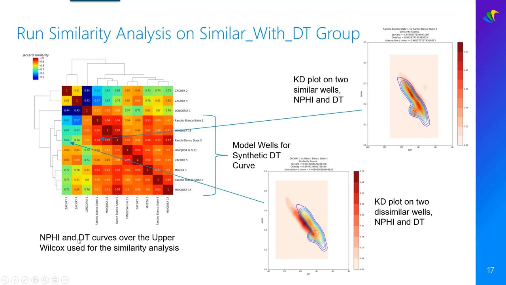Now here we only ran the neutron and DT curves because the neutron is very much like the DT in this part of the world. And this is a good way of evaluating how consistent the DT response is. And here's the kernel density plot on two similar wells, and they are really similar. And here's the plot on two dissimilar wells, one of these three that are completely dissimilar. In fact, this was run on the Zachary 2 well versus the Rancho Blanco 5 well. So this one over here. Zachary 2 versus Rancho Blanco 5, and these two wells that are the same are the Rancho Blanco 1 and the Rancho Blanco 5.